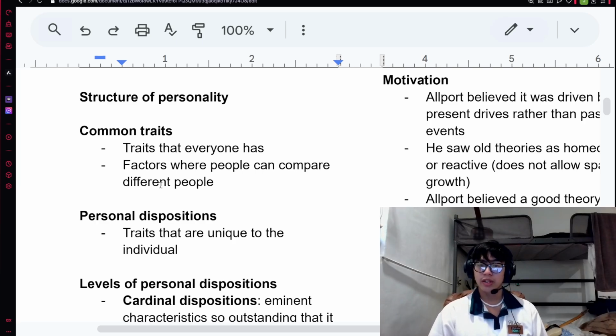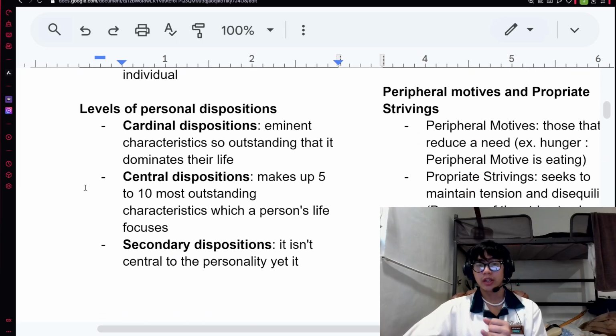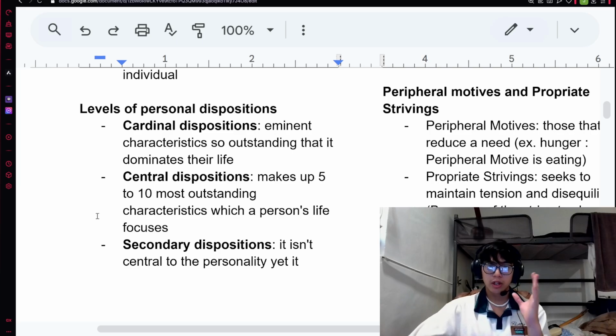Personal dispositions. These are traits that are unique to the individual. So earlier we had common traits, and then next we have personal dispositions, which are traits that are unique to the person. Now there are levels of personal dispositions. There's cardinal, there's central, and there's secondary. So let's talk about cardinal disposition first. The definition here is that it is eminent characteristics so outstanding that it dominates their life.